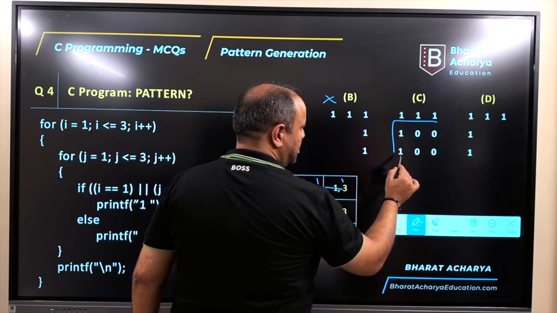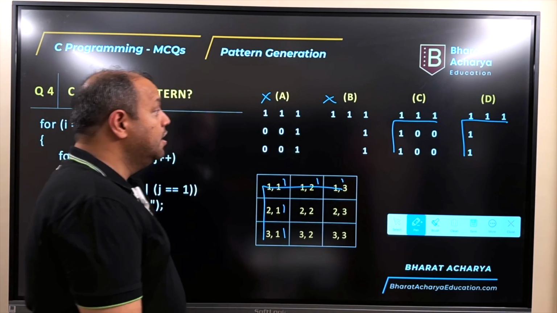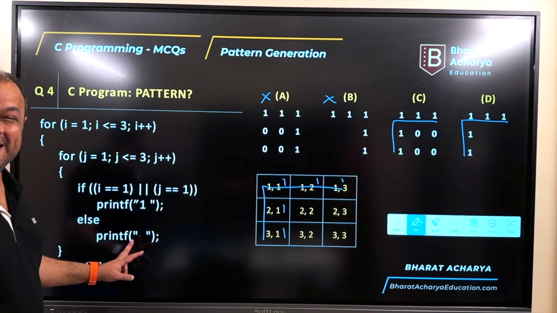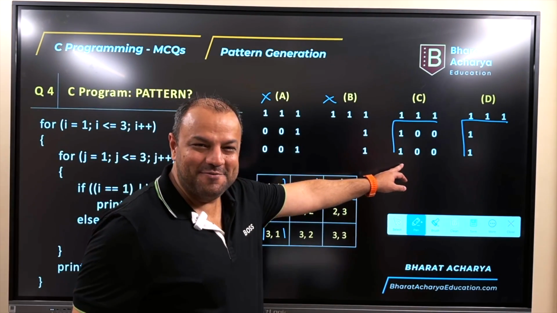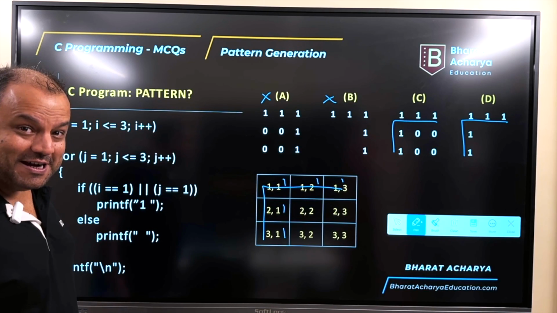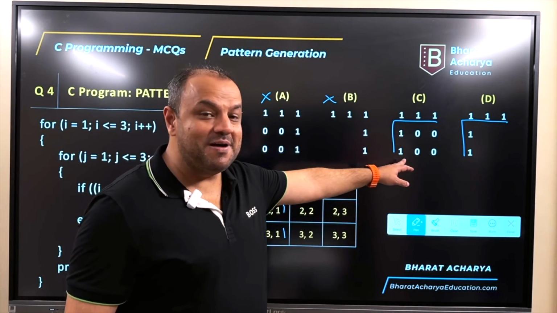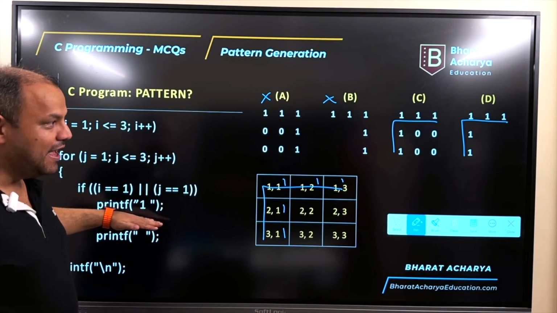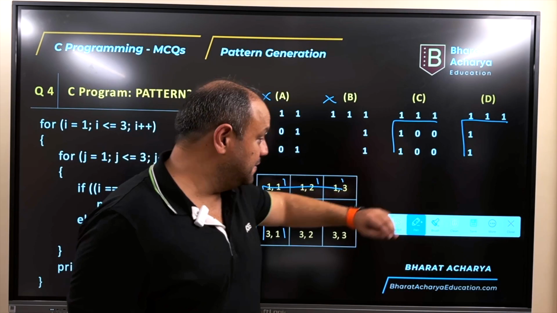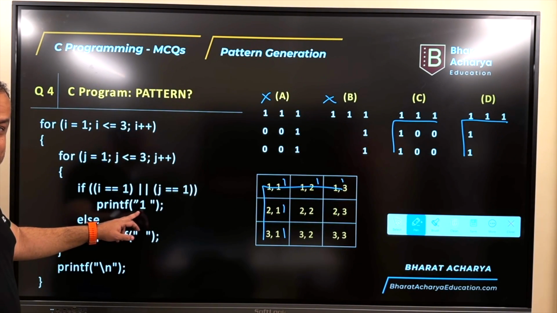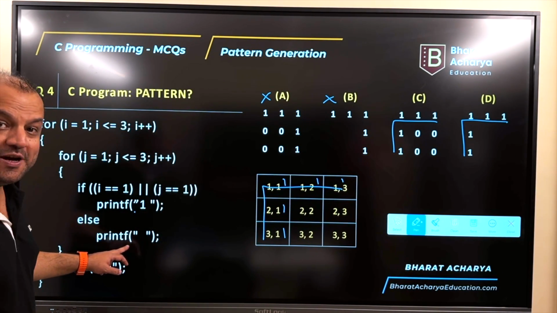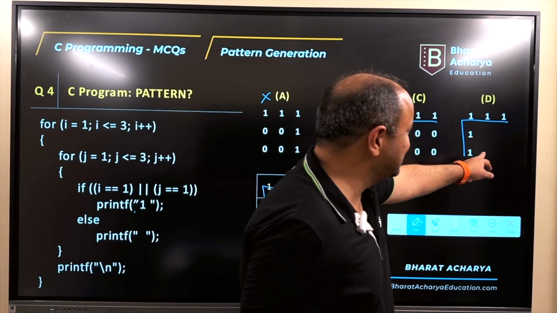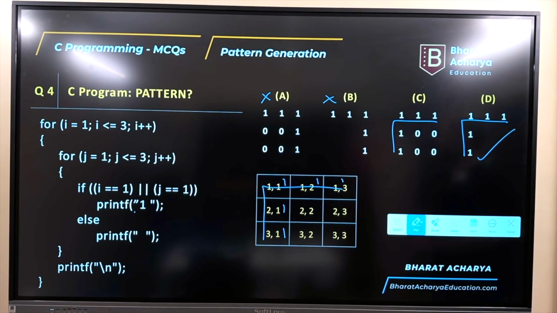Can you see? In this border a 1 is printed, in this border a 1 is printed. So which out of them is the correct one? If this was a 0 over here, else print a 0, then this would have been correct. Don't jump to conclusions, all right? See the whole question. A lot of students make the mistake of jumping to a conclusion by seeing half of the question. See the full question. If the condition is satisfied, print a 1, else print a blank space, which means nothing on the screen, which means this is the correct answer. D is the correct answer to this question.